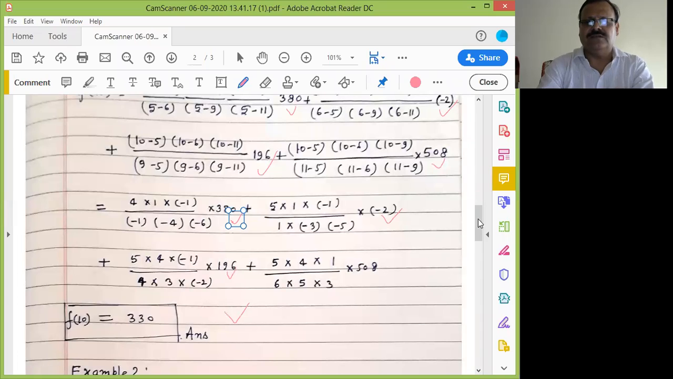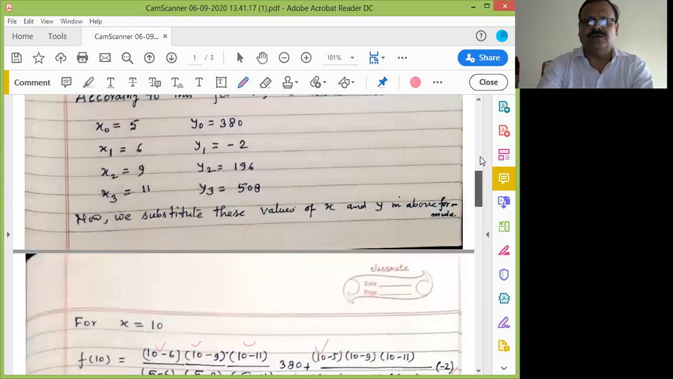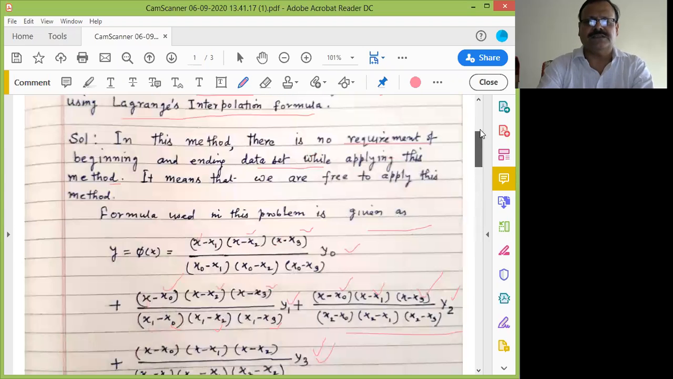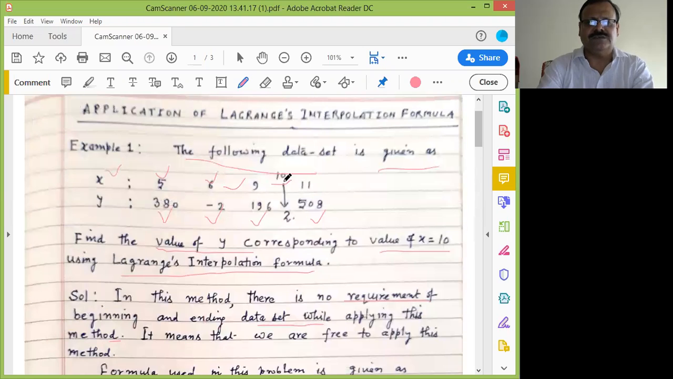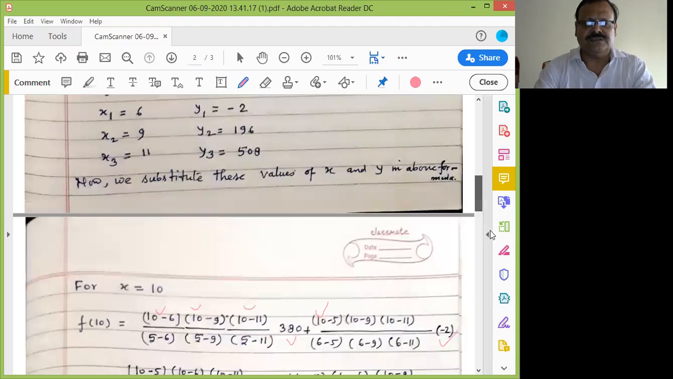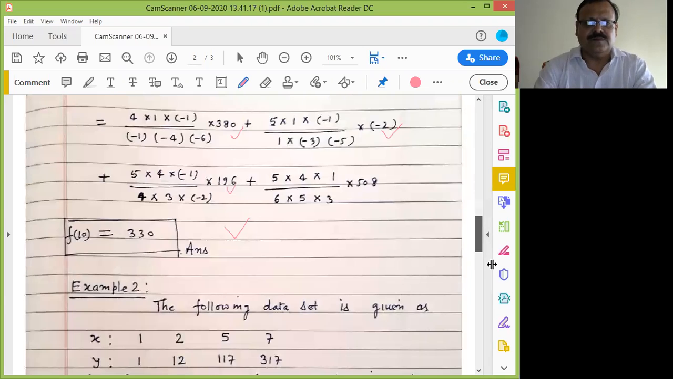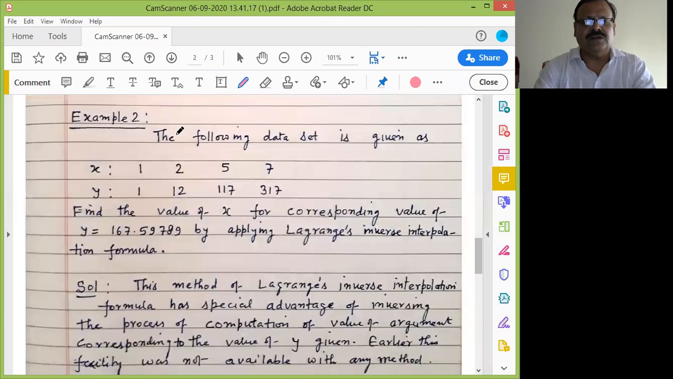So here the value of the function that we were expecting corresponding to this is 330. This value is 330. So it is very simple, I think. Now come to the second example, the inverse interpolation. Look at this formula, look at this problem.